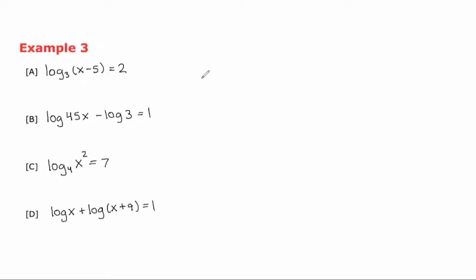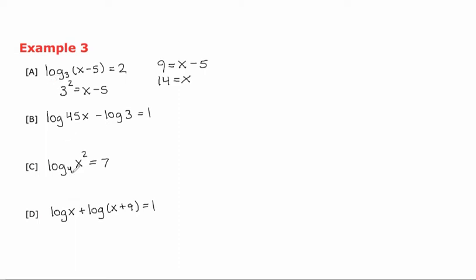Example 3, let's solve each equation. So for part A, what I'm going to do is convert this into exponential form. So I'm going to say 3 squared equals x minus 5. 3 squared is 9. And then I add 5 back over, and I get 14.